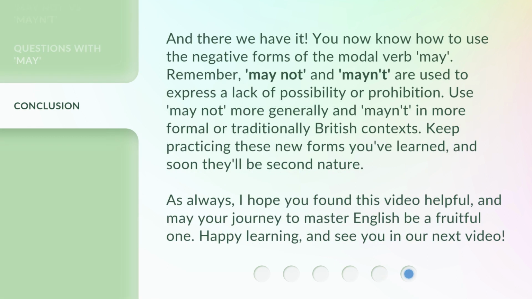And there we have it. You now know how to use the negative forms of the modal verb, may. Remember, may not and mayn't are used to express a lack of possibility or prohibition. Use may not more generally and mayn't in more formal or traditionally British contexts. Keep practicing these new forms you've learned, and soon they'll be second nature.